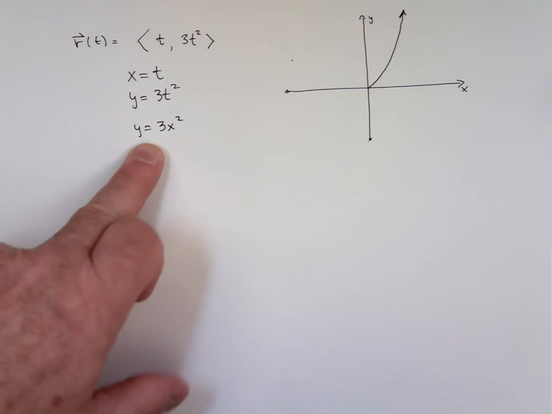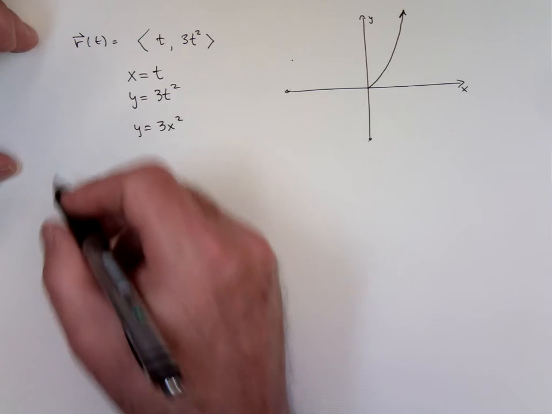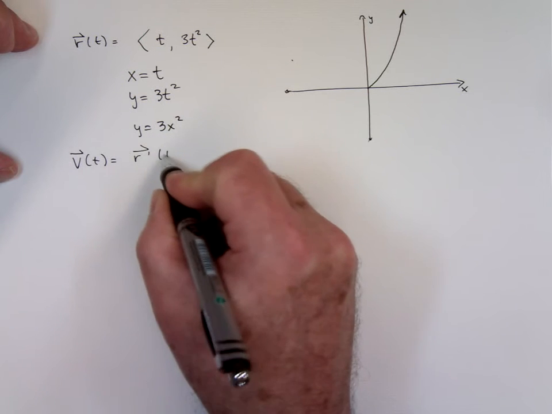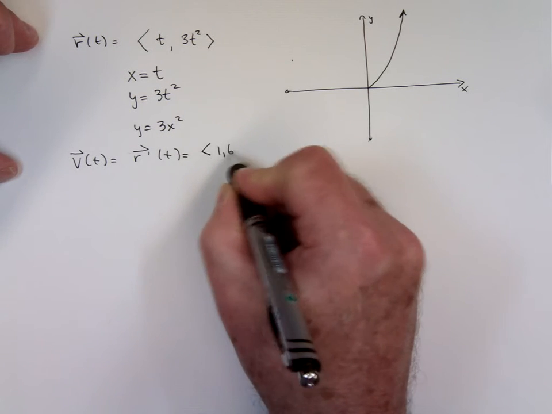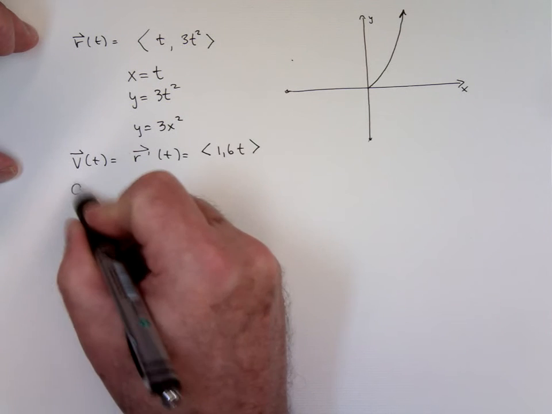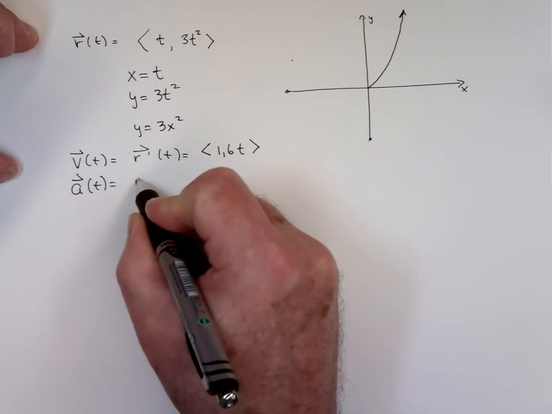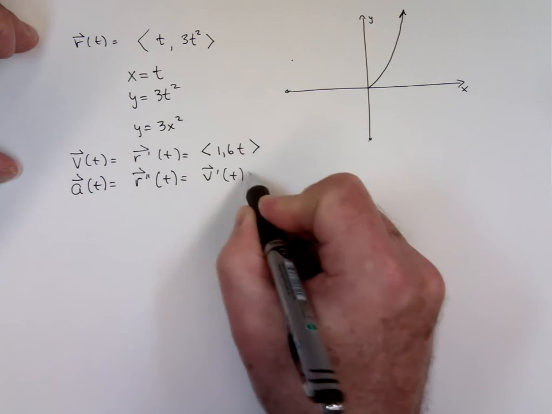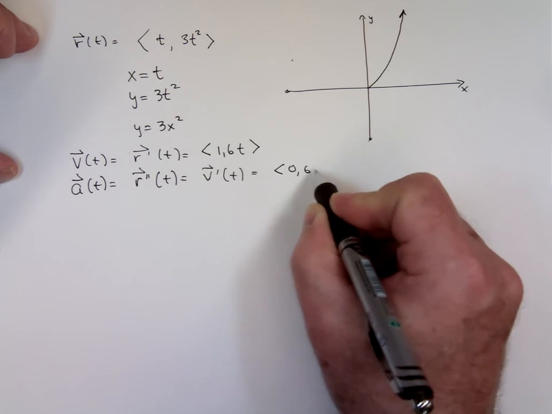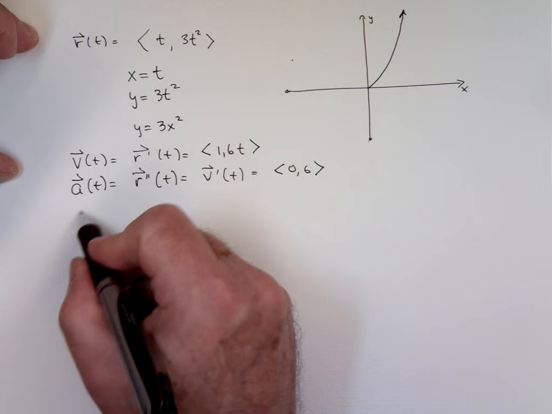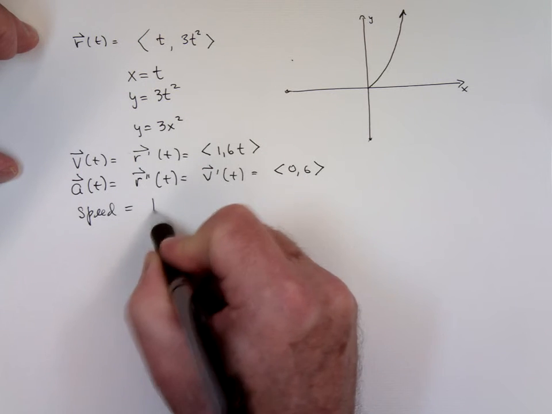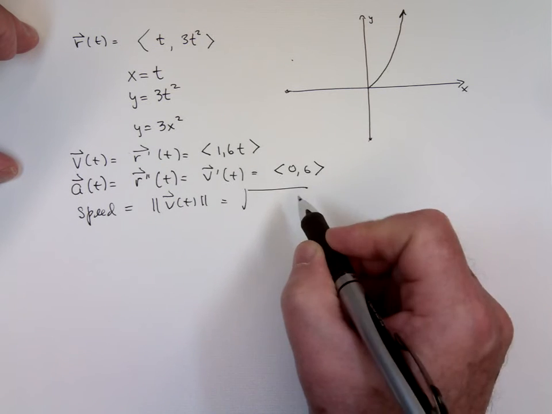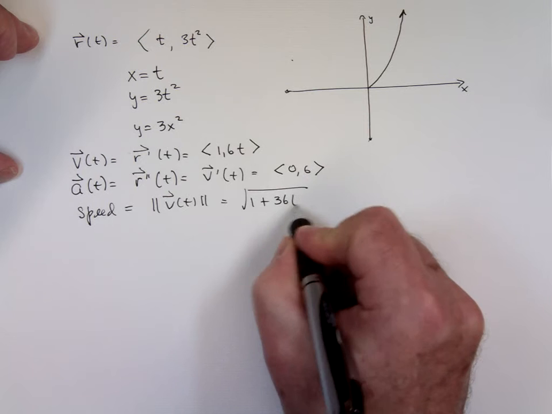All right, you ready? Let's do velocity. Derivative of position: 1, 6t. Acceleration, the second derivative of position, the derivative of velocity: 0, 6. Okay. Speed, that's another thing. Magnitude of velocity: square root of 1 plus 36t squared.